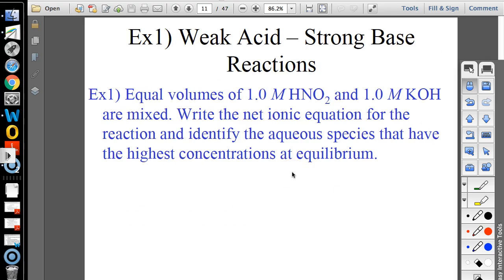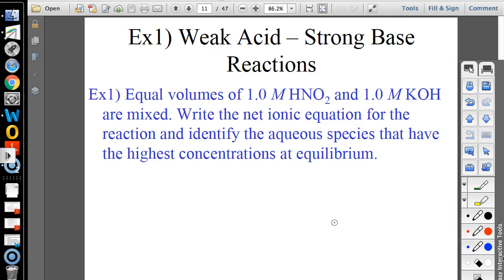So anyway, there isn't any math to these yet. If I take that, it's nitrous acid. If you don't know your polyatomic ions, you're about to have a problem, right? Because that's not nitric acid. This is a weak acid, right? So nitrous acid and potassium hydroxide. We're going to write the net ionic equation and identify the aqueous species that have the highest concentration at equilibrium.